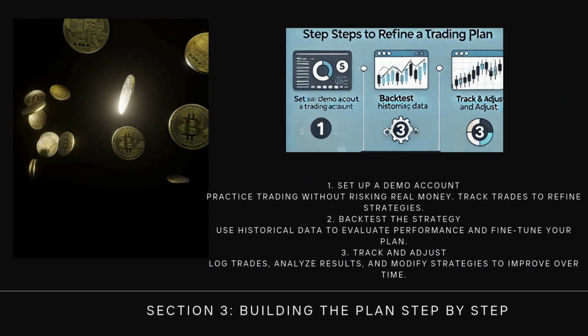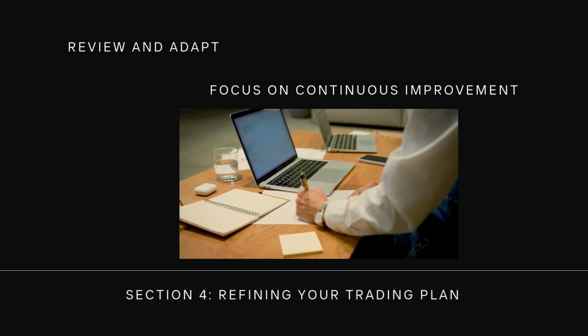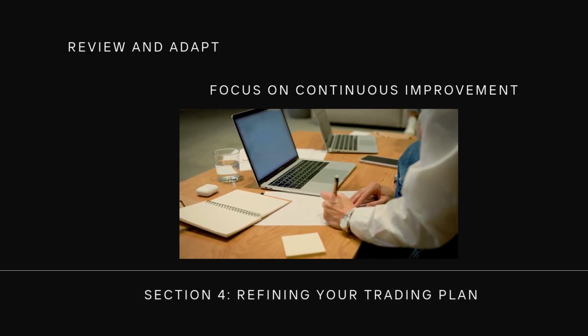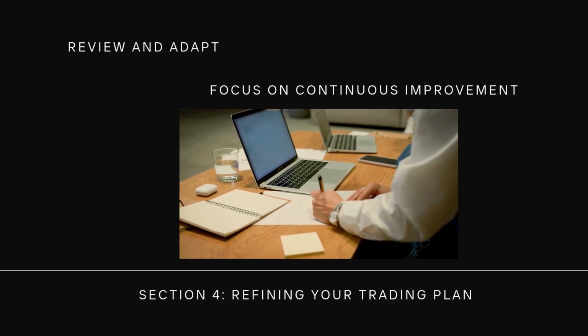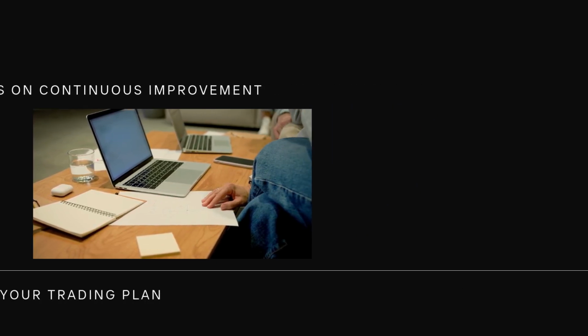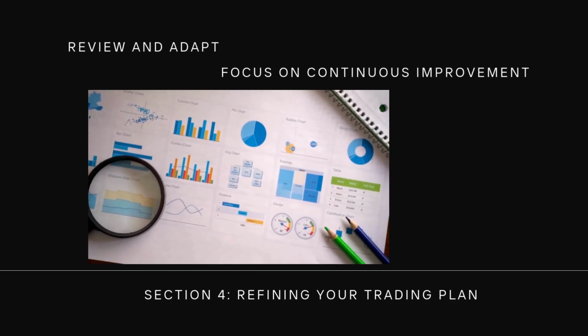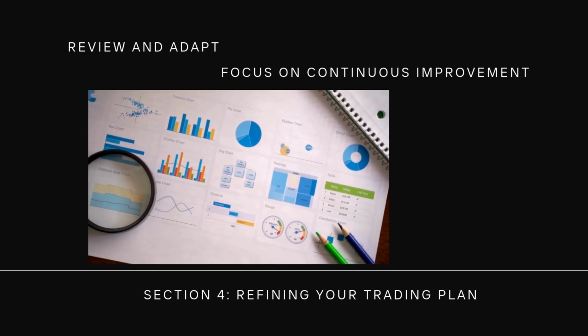Section 4. Refining your trading plan. Review and adapt. Markets evolve, and so should your trading plan. Schedule monthly or quarterly reviews to evaluate performance and adjust. Example: if a moving average crossover strategy works in trending markets but fails in ranges, adjust your indicators.